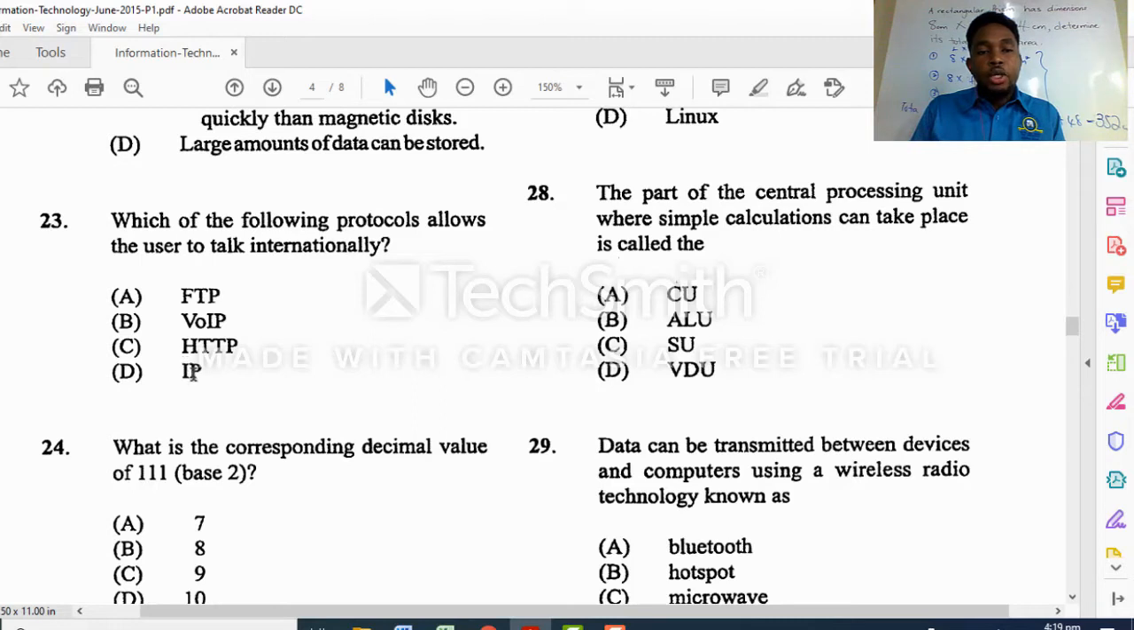And we know IP to be your internet protocol, which stands for your address, your IP address, set of numbers to identify you over the network. And HTTP stands for Hypertext Transfer Protocol. So the one that is going to allow you to talk is VoIP, Voice over Internet Protocol.